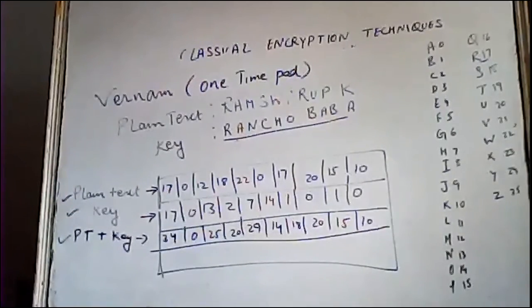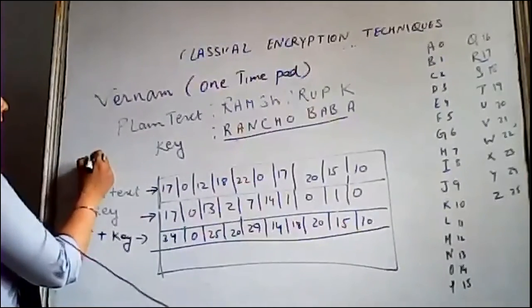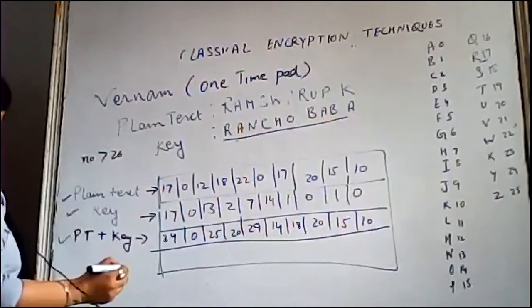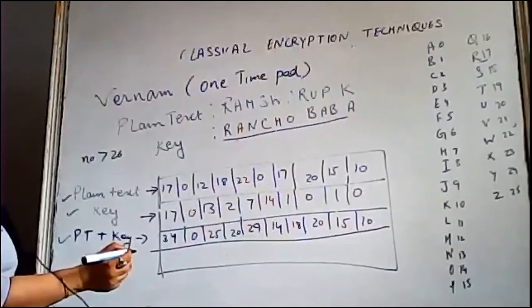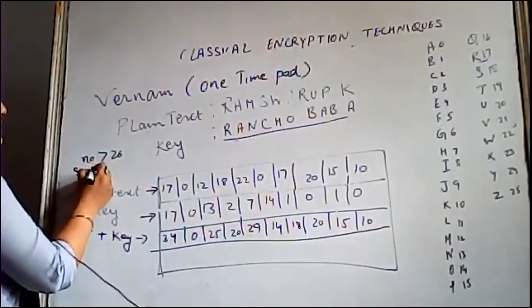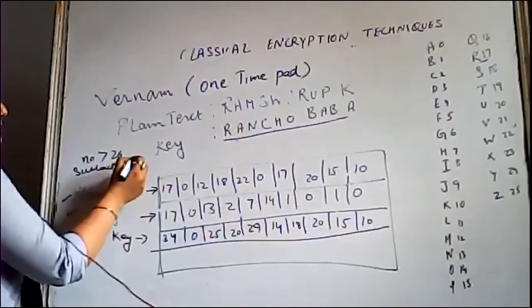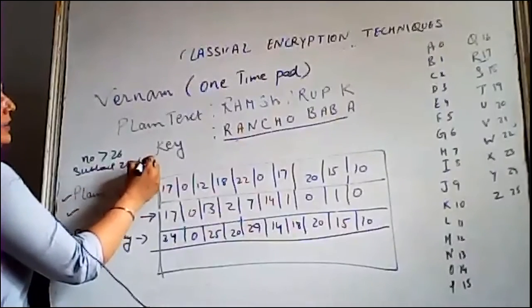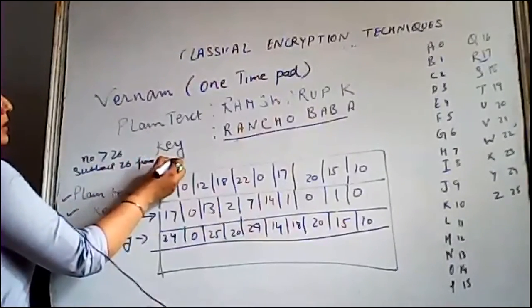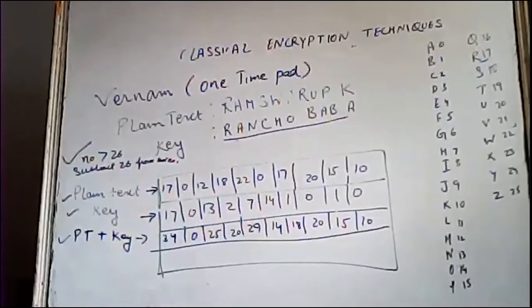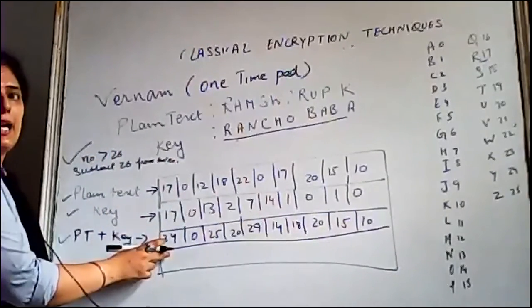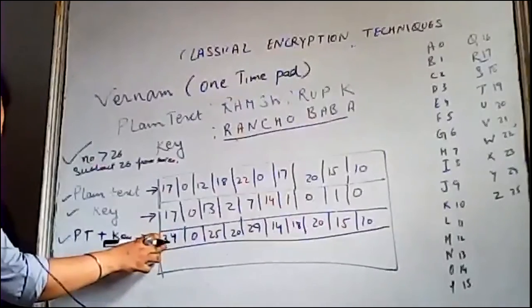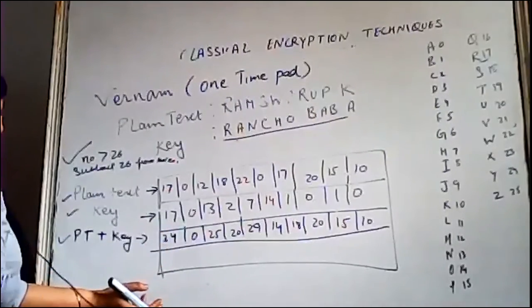Now here is the issue. If your number is greater than 26, then you have to subtract 26 from that number. This is the only thing you need to remember. In my case, you have seen that there is a 34, and 34 is obviously greater than 26.